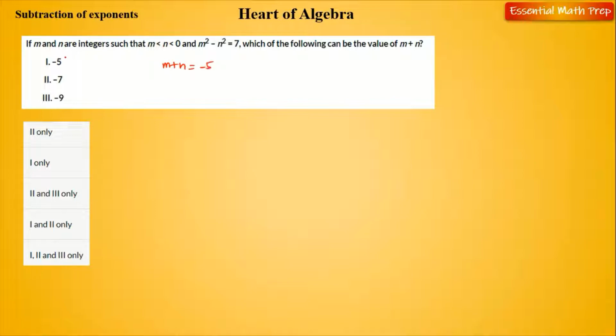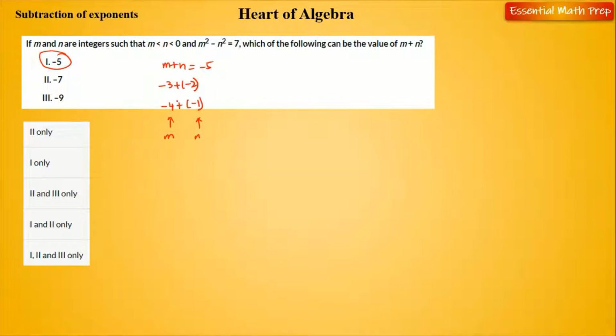-5 as the assumption, which is the first choice, right? How do we even get -5? Well, we could do -3 plus -2 or -4 plus -1. If this were m and this were n, we could have more ways of getting -5, but m cannot be a positive value, so that gets thrown away.